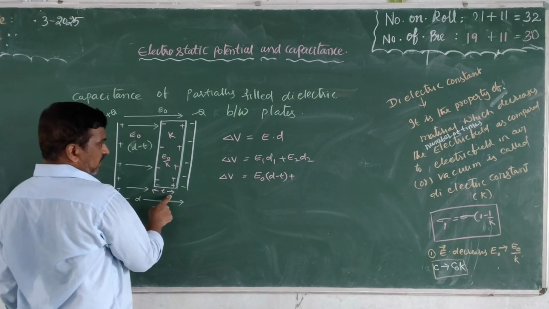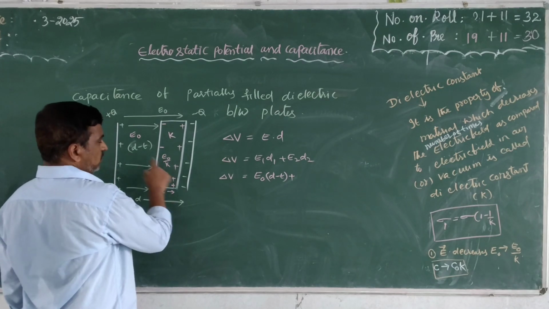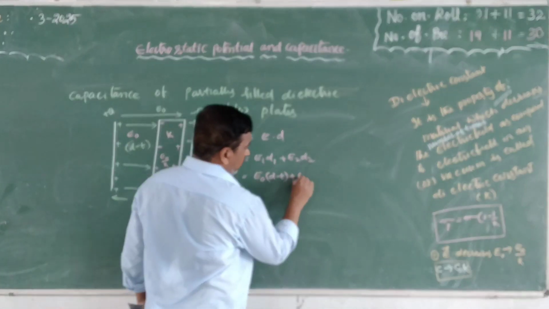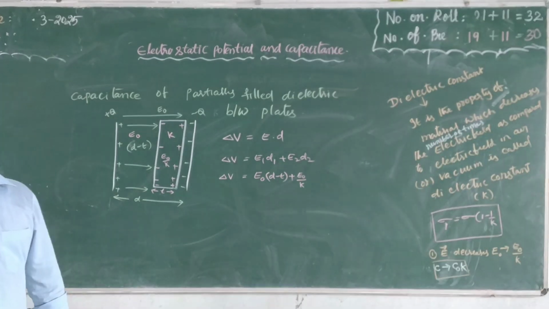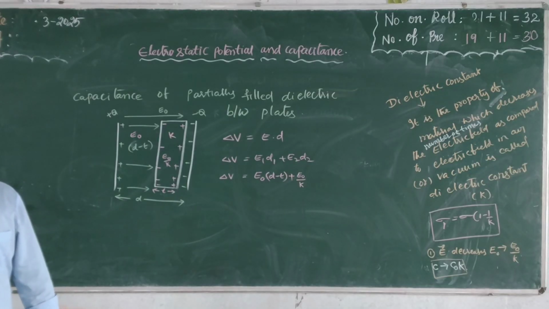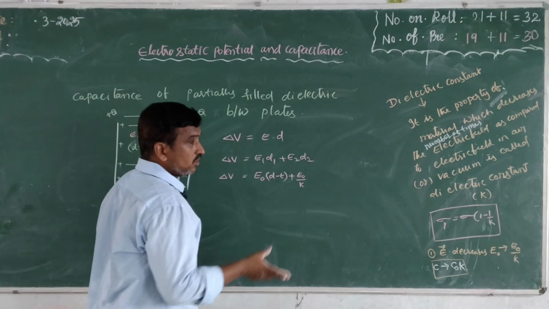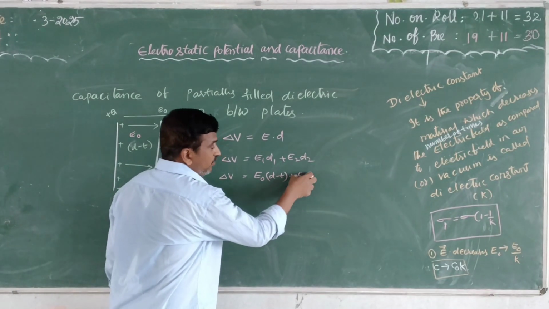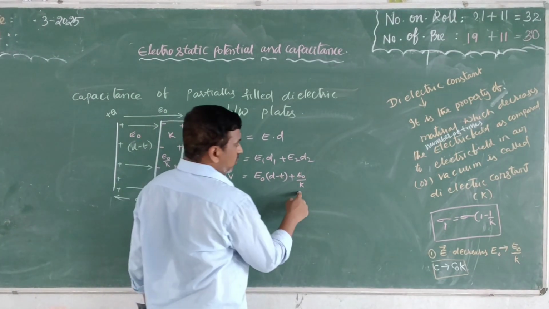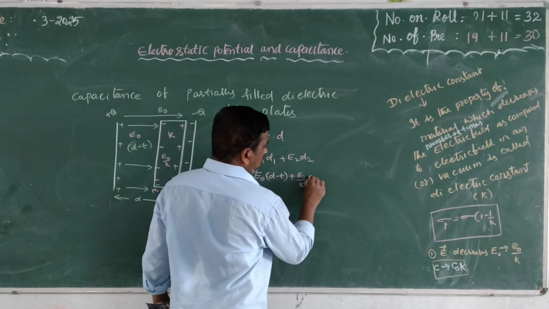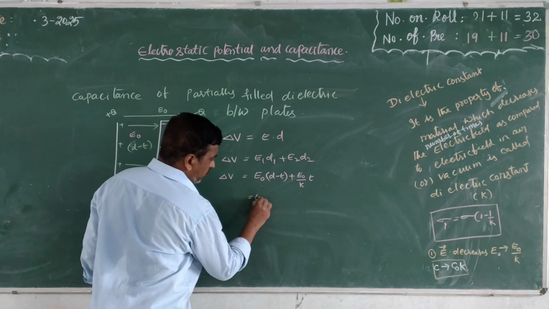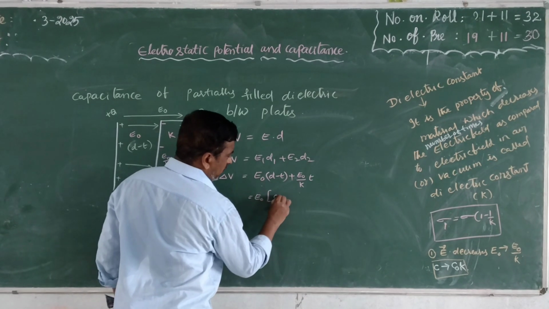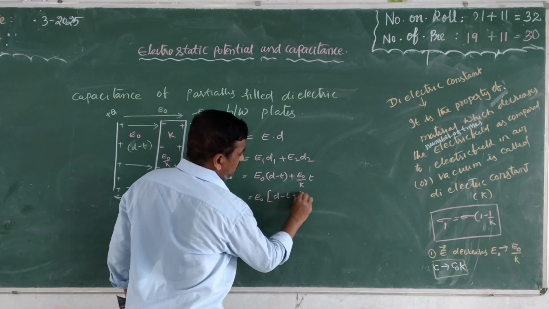Here, what is the thickness? It is t. What is the electric field now? E naught by K. Why? Because when a dielectric is there, the electric field decreases K times compared to the electric field in air or vacuum. That is why we call it K. So it decreases K times, hence E naught by K, and the thickness is t. Now taking E naught common, we can write d minus t plus t by K.